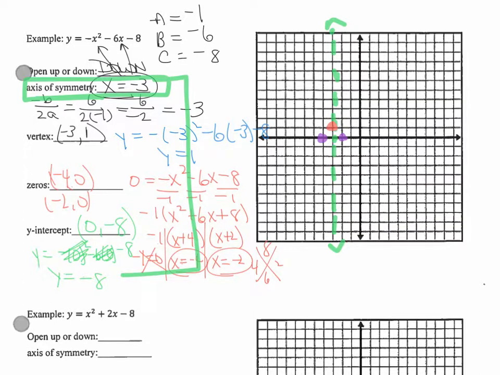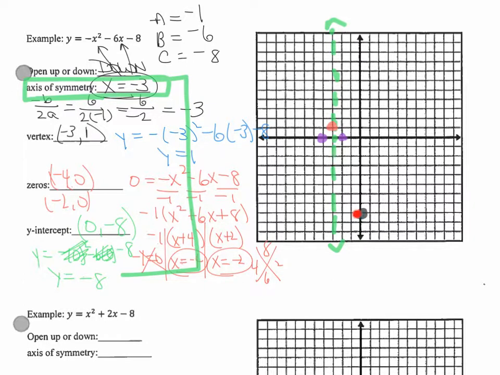Let's do yellow, if I can get it to work. My y-intercept is 0, -8. So 1, 2, 3, 4, 5, 6, 7, 8. So to make this completely symmetrical, if I look at this, I have my vertex, and then I have this point and this point. Notice this, my two purple points are one block each away from that green line.